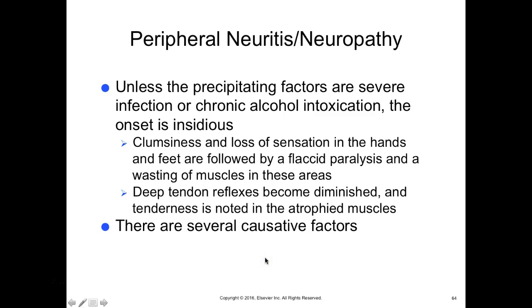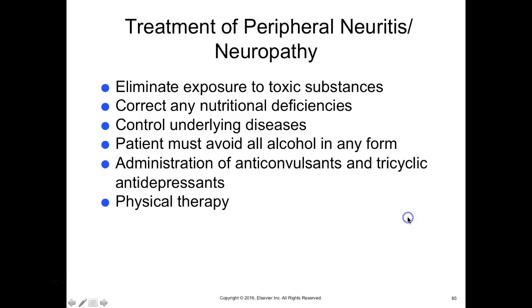Peripheral neuritis or neuropathy. Unless the precipitating factors are severe, such as infection or chronic alcohol intoxication, the onset is insidious. So clumsiness and loss of sensation in the hands and feet are followed by flaccid paralysis and a wasting of muscles in these areas. Deep tendon reflexes become diminished and tenderness is noted in the atrophied muscles. And there are several causative factors for peripheral neuritis and neuropathy.